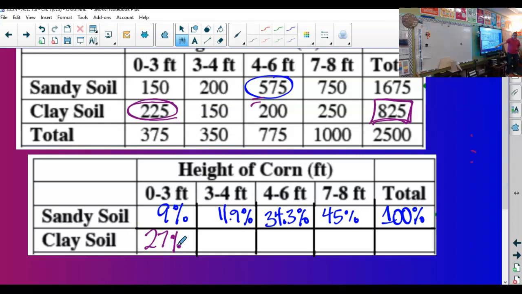Will, what about 3 to 4 feet for clay soil? I would say 8%, but like that's rounded. Sure, we can round. That's okay. We're just doing approximate data. Mick, what about our next percent here?